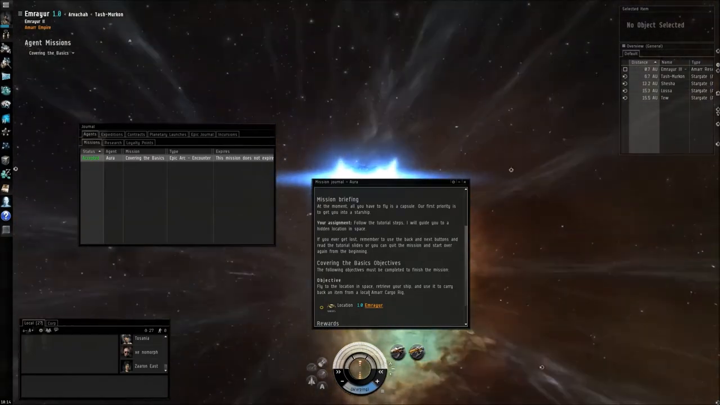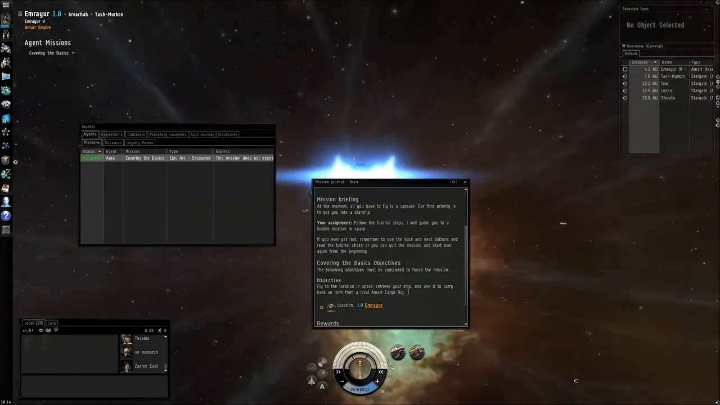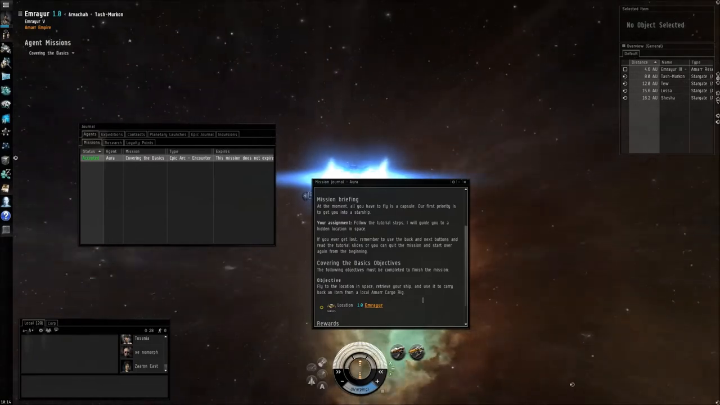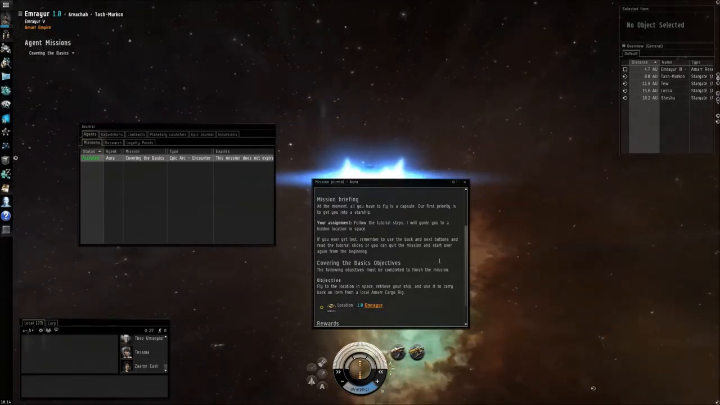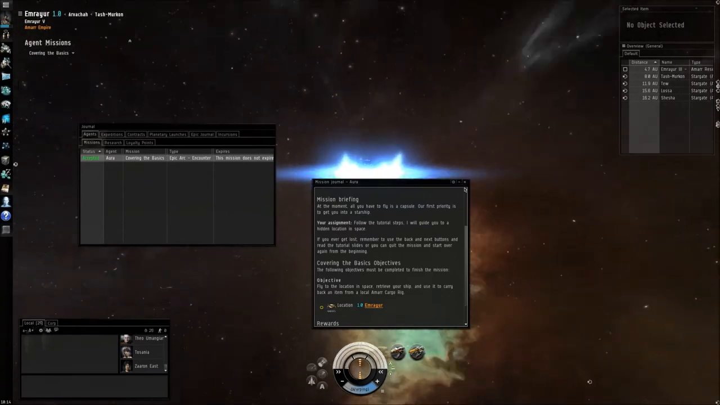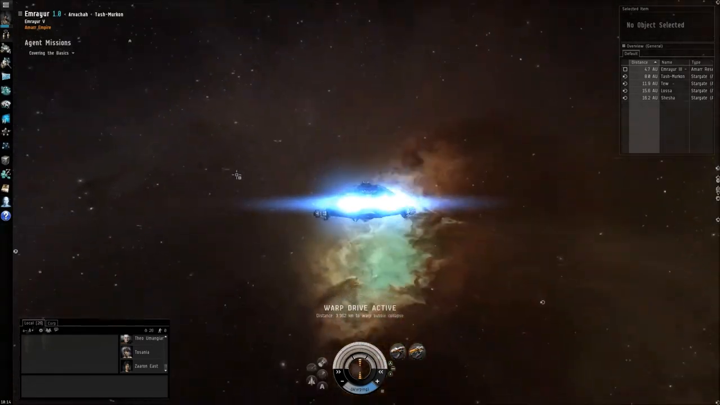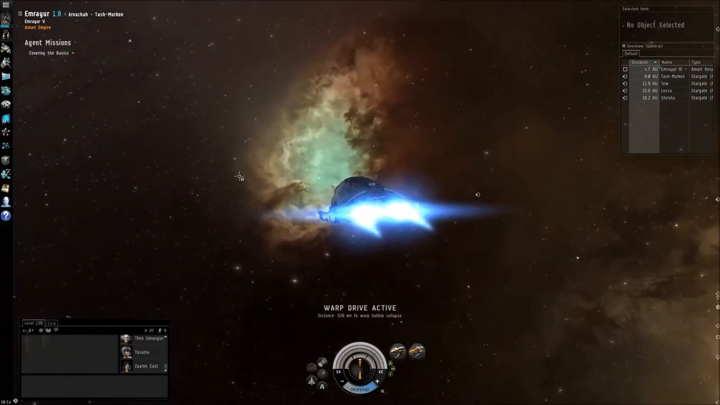So, fly into local space, retrieve... Yeah, I've got that. Retrieve your ship. I've already got a ship. Okay. Use it to carry back an item from the local armor cargo rig. So this is just a basic, crappy tutorial mission, really.